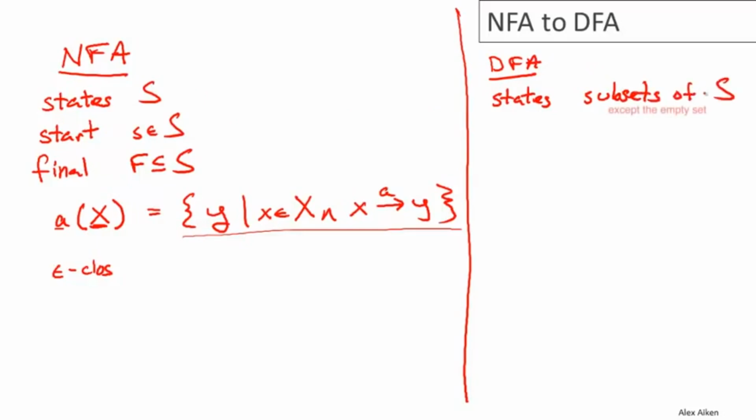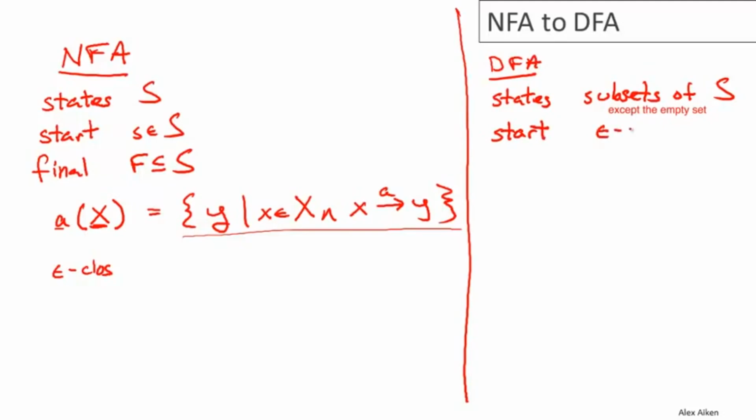of S. So the states of the DFA will be all possible subsets of the states of the NFA. So there'll be one state of the DFA for each possible subset of states of the NFA. And of course, this is potentially a very big number, but it's still finite. And so we can use that set of subsets of states as the state space of the deterministic machine. So now, what's the start state of the DFA?